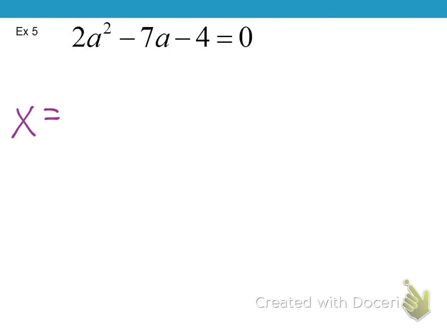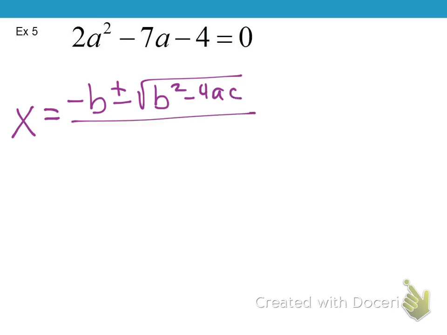Okay. Go for it. X equals negative b plus or minus square root b squared minus 4 times 4 times AC over 2a. Perfect. You got it. I like it. Thank you.